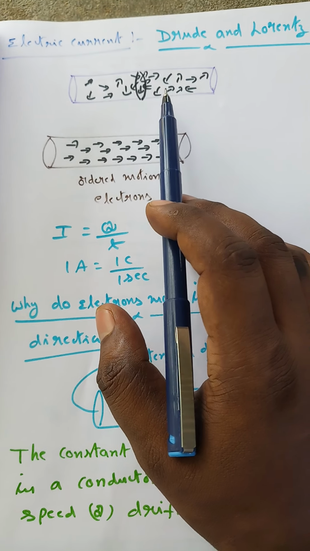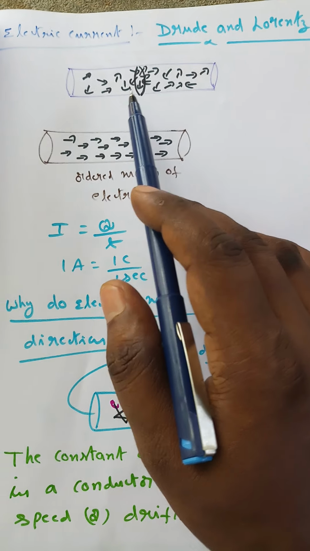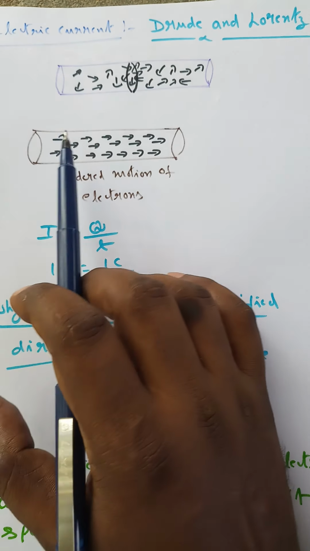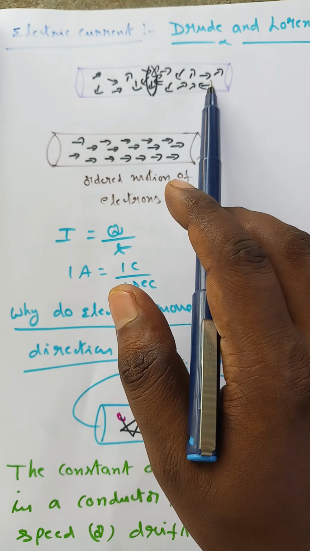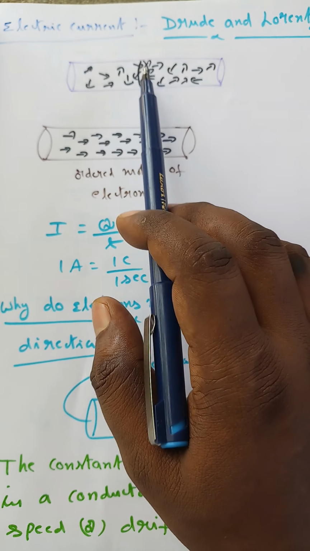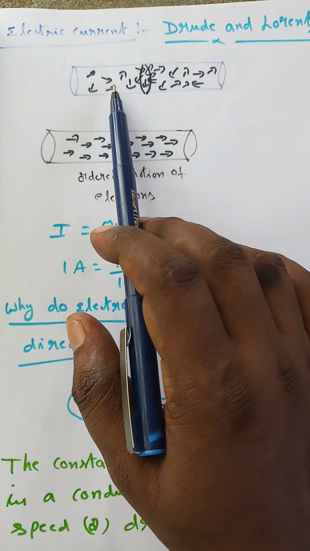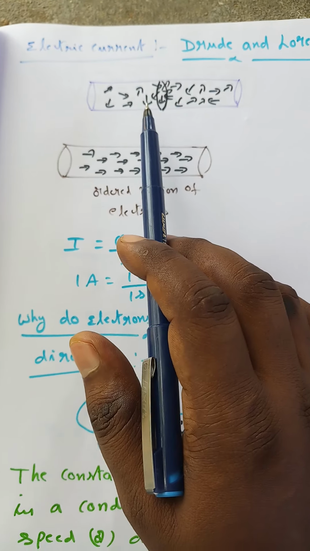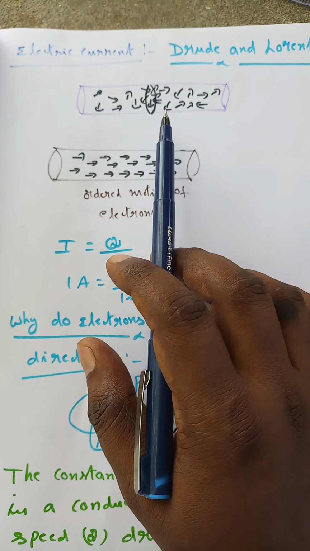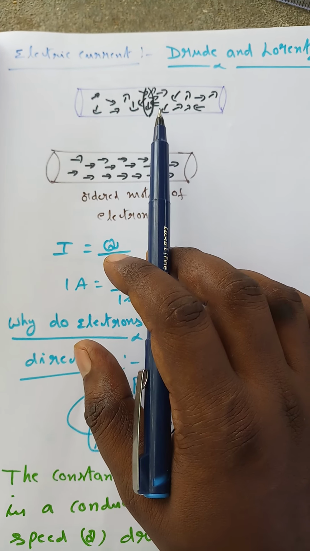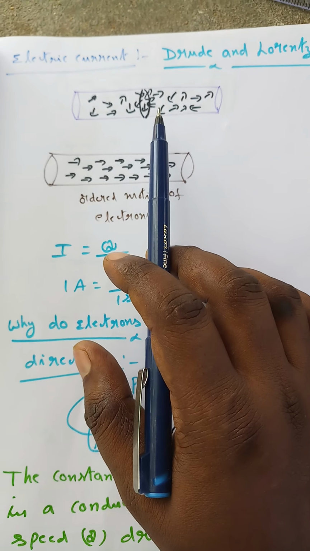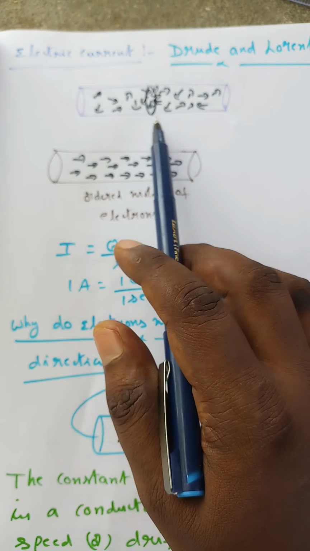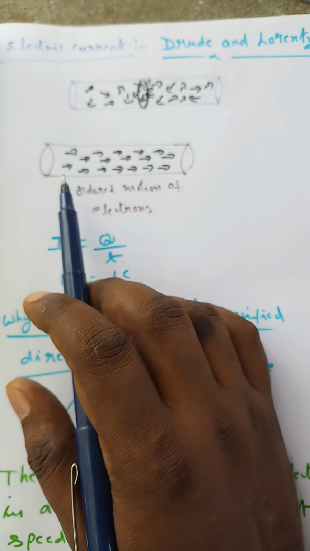These are the free electrons lying in a conductor, and see here their order of motion. In the absence of a power source, the electrons are moving randomly in different directions. A conductor has free electrons, and those free electrons move randomly in different directions.